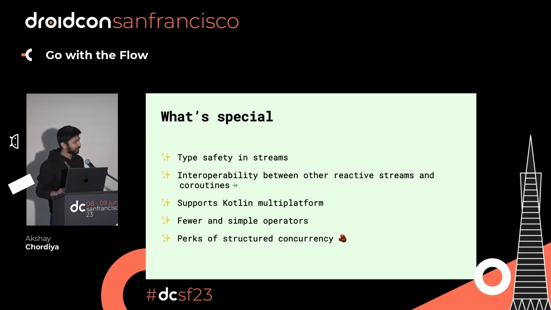It also has fewer operators, which means it's easy to understand the operators. It has fewer operators for two key reasons: because of extension functions in Kotlin, and because all of these operators are coroutines essentially, or suspending in nature. That's why there is one single operator to do synchronous and asynchronous code, which cuts down the number of operators. And not to mention the perks of structured concurrency, which we talked about.